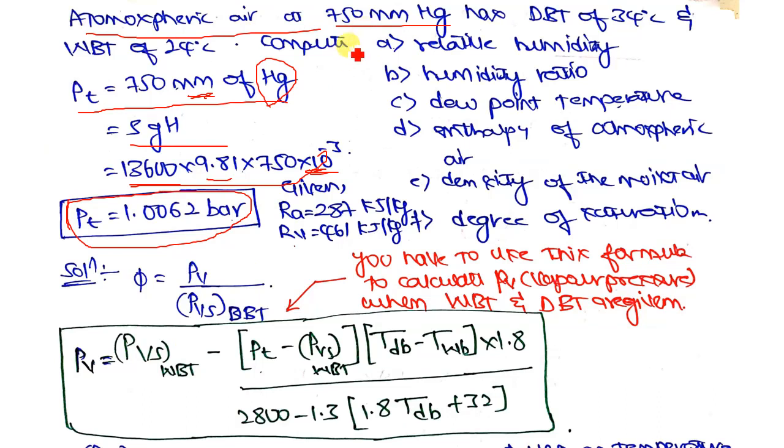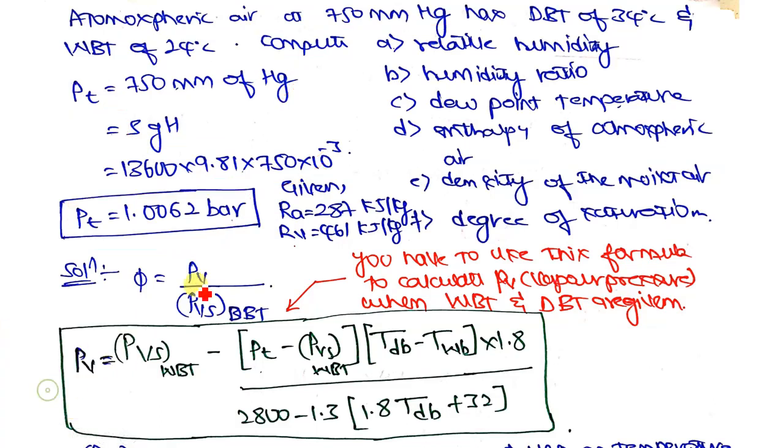So this is the change which is observed. 750 mm of Hg is the atmospheric pressure given in a different unit. You need to convert using the formula rho g h. Rho is the density of the manometric fluid, g is the acceleration due to gravity, which is 9.81, and h is the height of the manometric fluid. Okay, so that has been given.